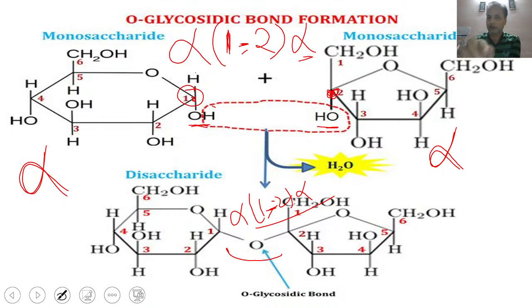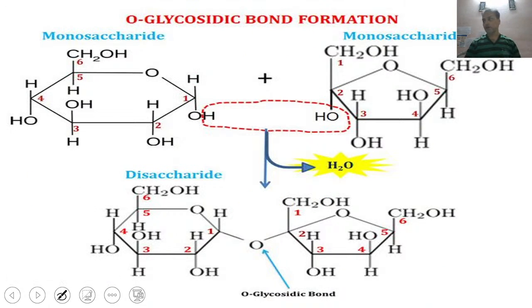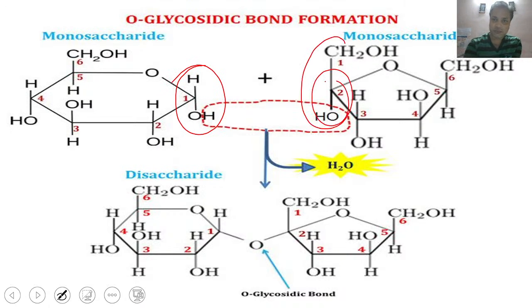So this is an alpha glycosidic bond, an alpha 1 to 2 glycosidic bond. Always remember, in the case of glucose, C1 is anomeric, and in the case of fructose, C2 is anomeric. So remember that one, because it will help you in many places. Now this is an anomeric carbon, and this is an anomeric carbon, these two. Both the anomeric carbons I have used here for the bond formation.